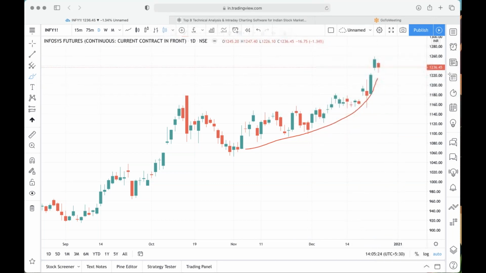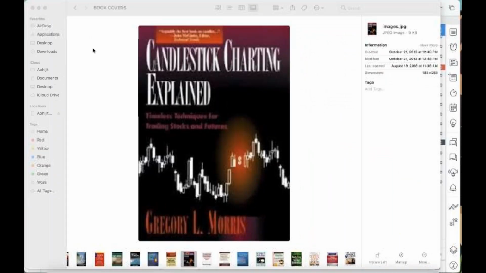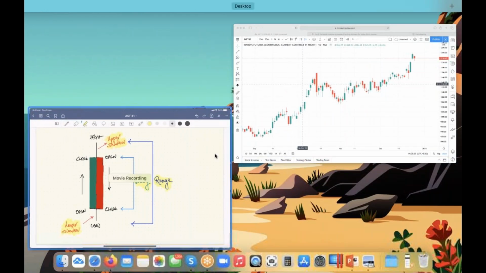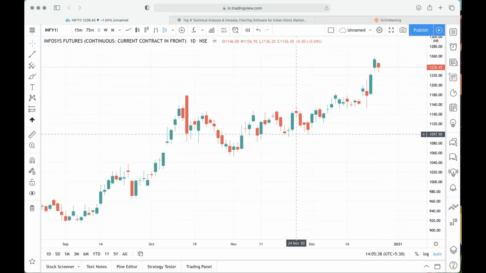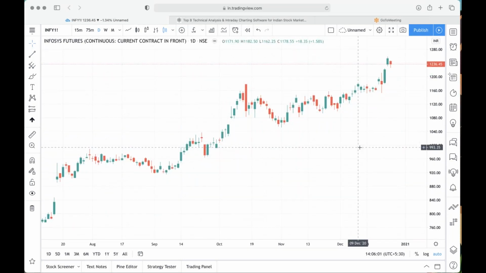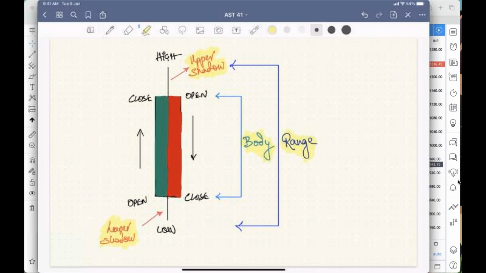Now, when you read Steve Nison's book, you'll find that these Japanese candlesticks and the way they are written have a lot of similarity to the Japanese art of war, as if it's a fight between the bulls and the bears, and who's in charge and who has a larger ground to itself. Let's look into some examples, and then we will look into some patterns.